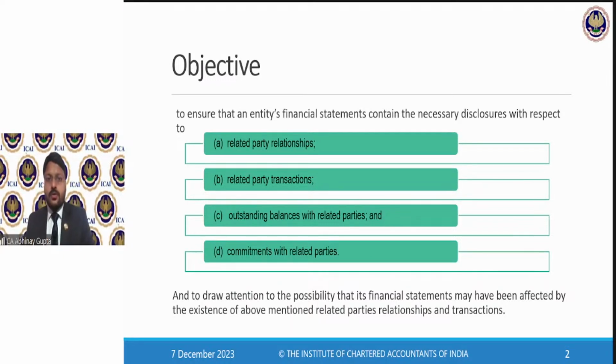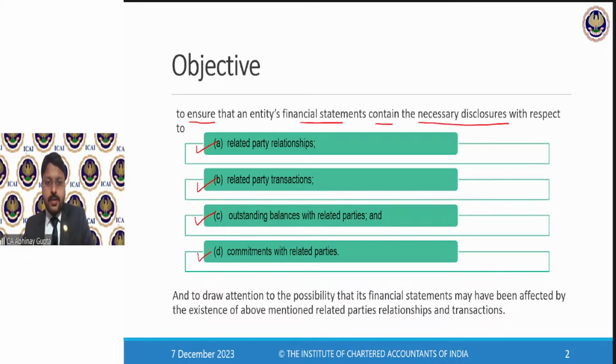So this is useful information for the users of the financial statements to understand the volume of related party transactions. Now, what is the objective? Why are we doing so? Is there any specific objective we are trying to achieve? The objective of the standard is to ensure that the entity's financial statements contain the necessary disclosures with respect to related party relationships, related party transactions, and outstanding balances with those related parties at the reporting date, that is generally 31st March of every year when we prepare the financial statements.